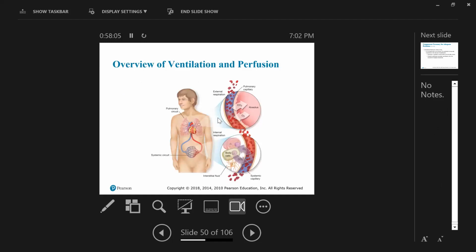So, an overview of ventilation perfusion: you get some in the lungs themselves, and in the heart and in the tissues. Basically all it is, by the process of diffusion, substances are going to go from an area of high concentration to an area of low concentration. So it's going to go from an area of high concentration that's outside of the body to an area of low concentration, which is inside of the body.